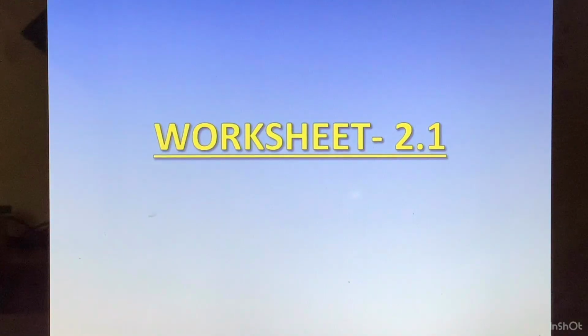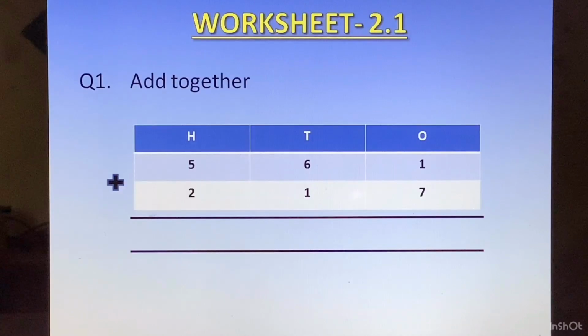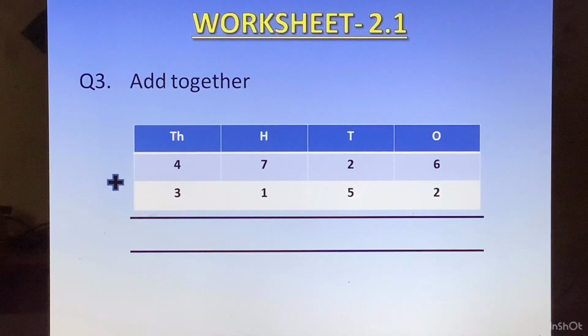Now let us do a worksheet to enhance our understanding. Now this worksheet I have given you 10 sums. Worksheet 2.1. Question number 1. Add together 561 and 217. Question 2. 726 and 152. Question 3.